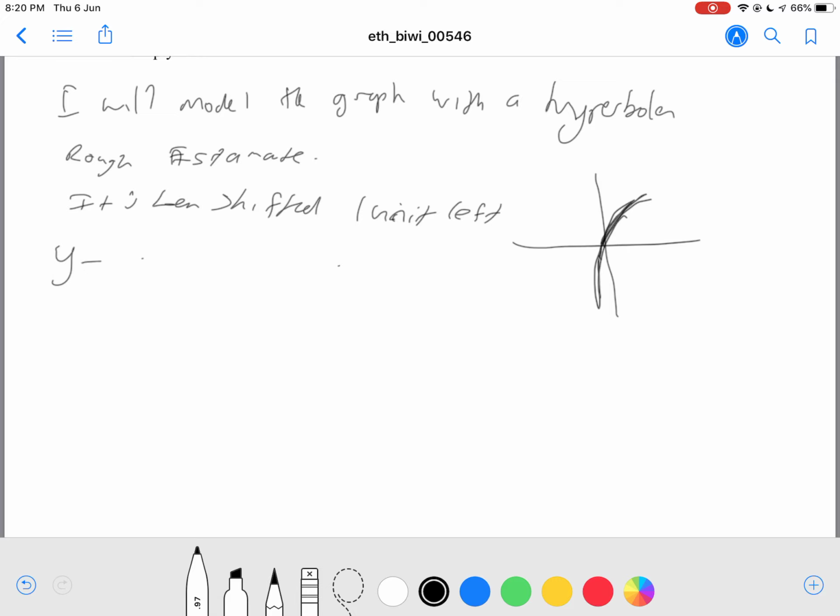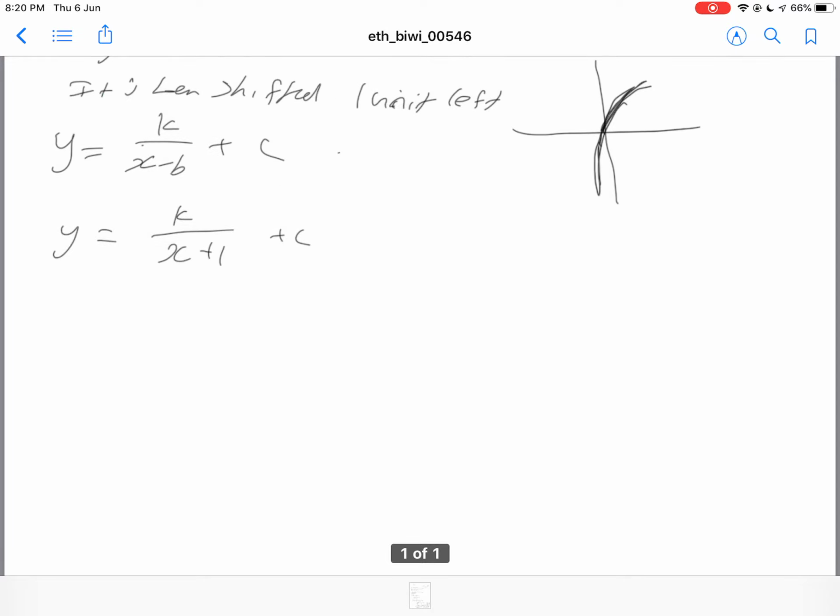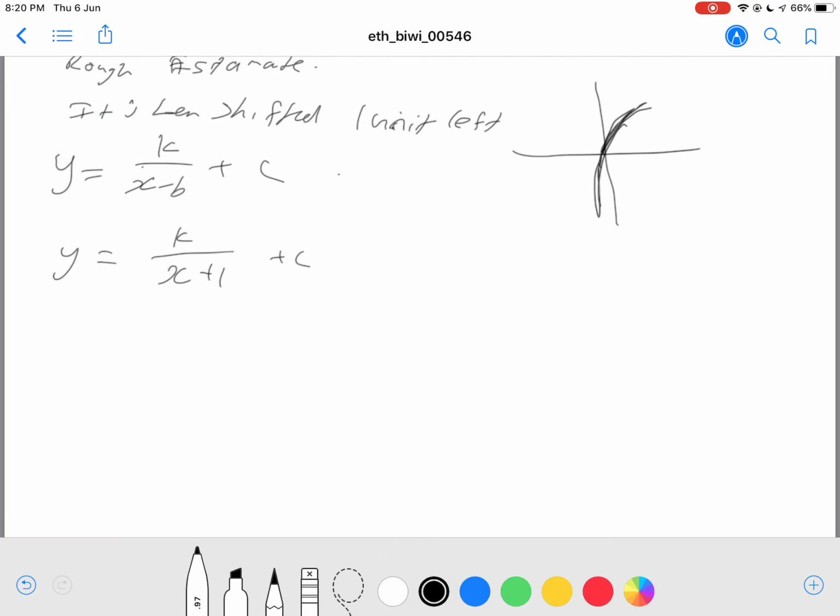So therefore, our standard equation is y equals k divided by x minus b plus, not k, sorry, we'll just say plus c. So we're going to assume that the hyperbola has been shifted left by 1 unit. So therefore, y equals k over x plus 1 plus c. Now we're going to use simultaneous equations to solve for the hyperbola. We know that when x equals 30, y equals 12, and when x equals 0, y equals 0. So 0 equals k over 0 plus 1 plus c, and 12 equals k over 31 plus c.